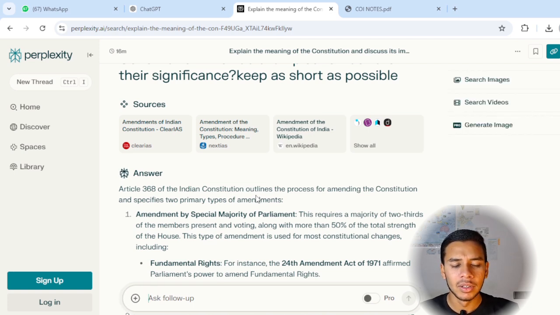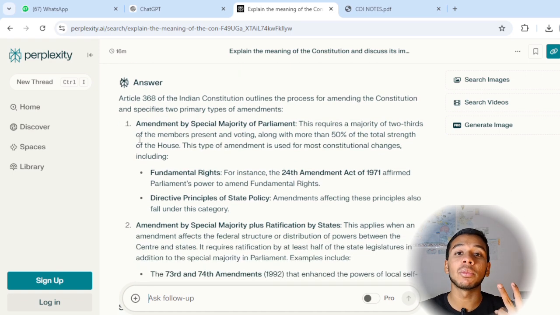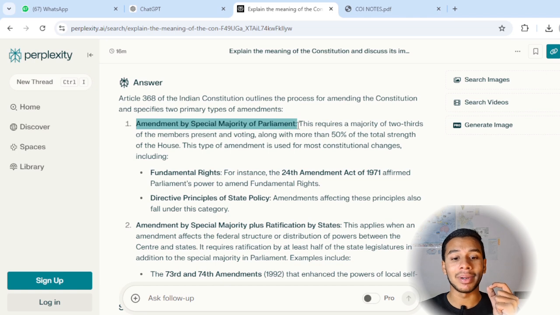So we are learning about Article 368. Why is learning Article 368 so important? Let's dive into this one. Article 368 of the Indian Constitution outlines the process of amending the Constitution and specifies 2 primary types of amendments. Let's see what those 2 important types of amendments are.